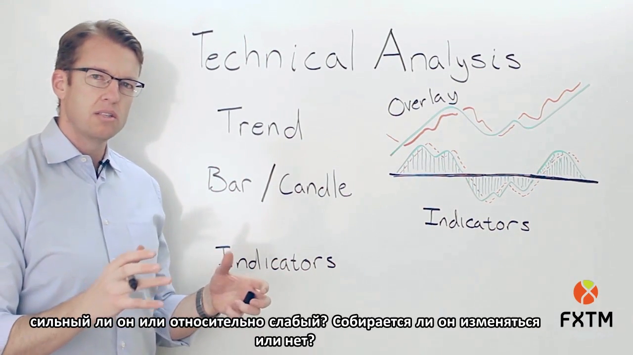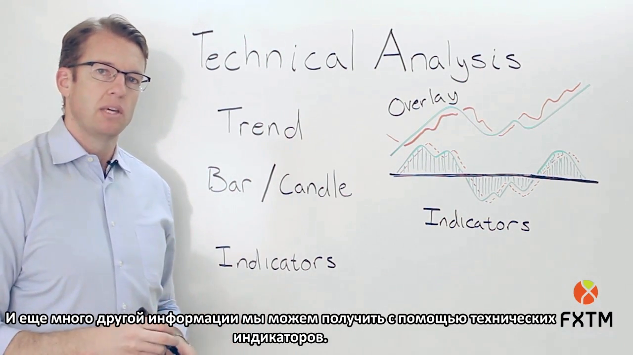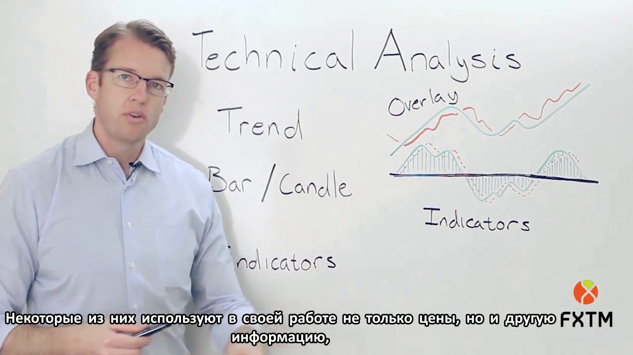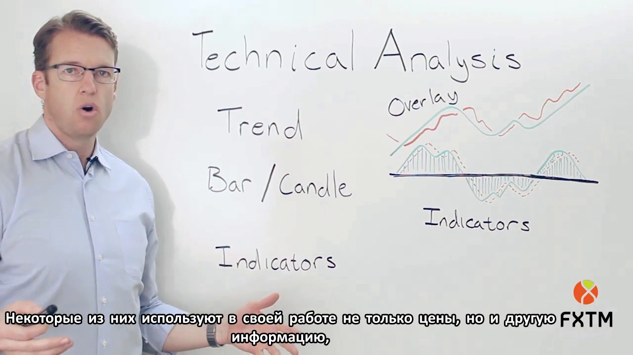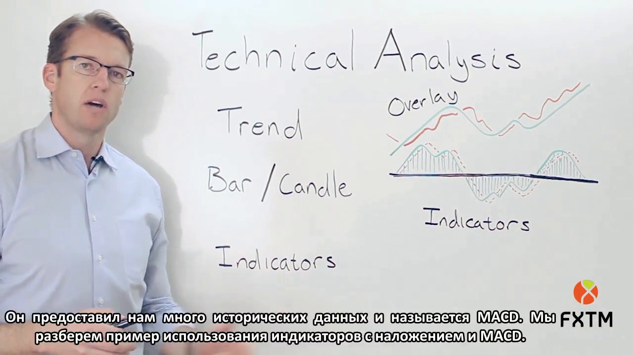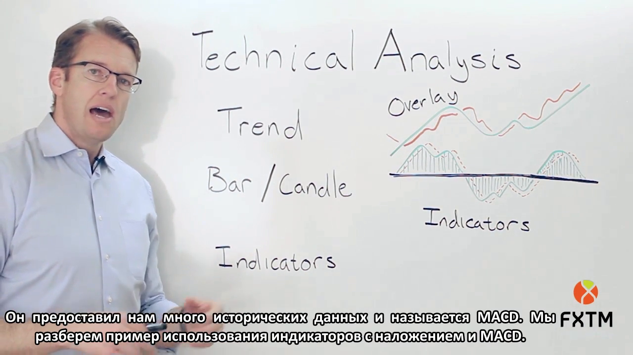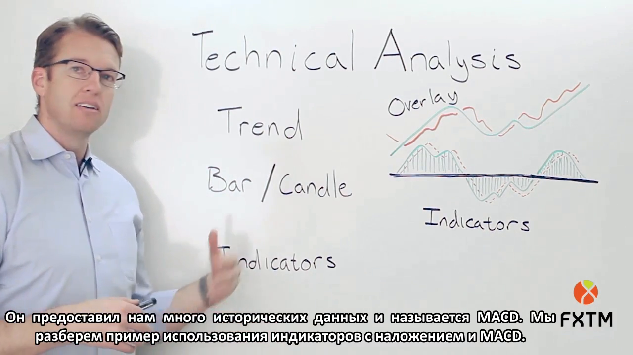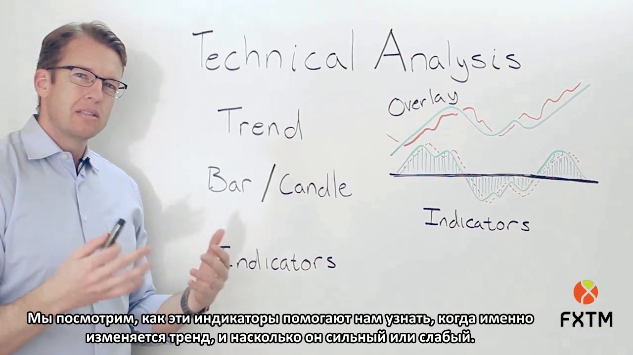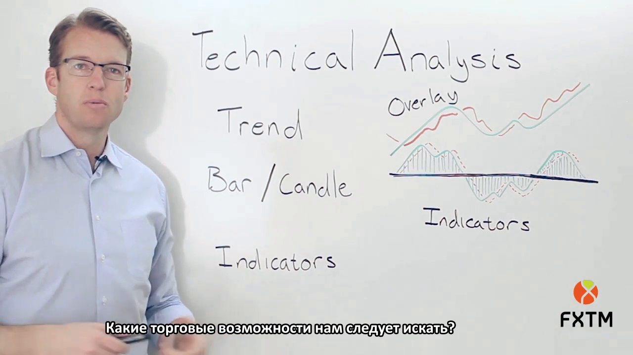And therefore, they can give us a little bit of additional insight into what's really going on with the trend. Is it strong? Is it relatively weak? Is it likely to change? There's a lot of additional information that we can get by using a technical indicator. Now, some technical indicators will use other information besides just the price over time, such as volume, for example. But we're going to look at a common one, with a lot of great historical work based on it, called the MACD, as an example of how the MACD and overlays can help us to draw a line as to when the trend is really changing and how strong or weak it is. What kinds of trading opportunities should we be looking for?